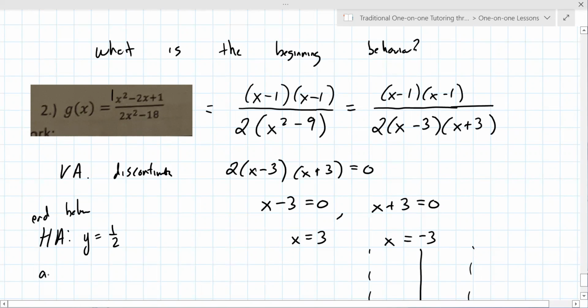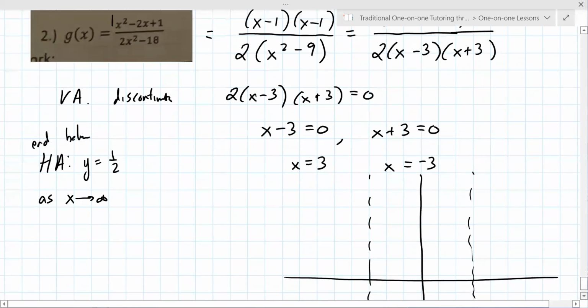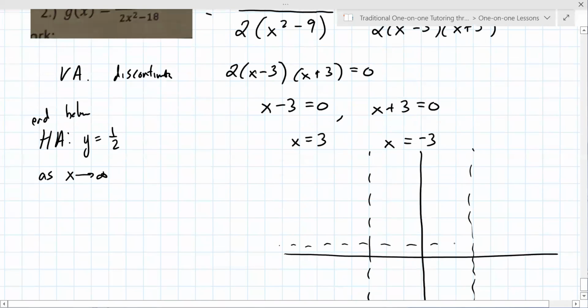And you're supposed to do this as x goes to infinity, or do this limiting stuff, but we're really running out of time. So let me just jump right to that. So you graph that right there. Boom, you got that.